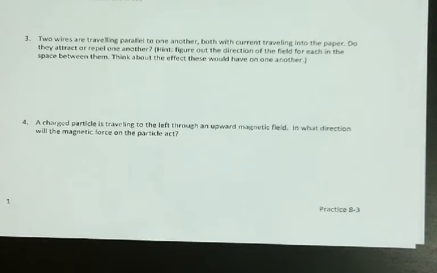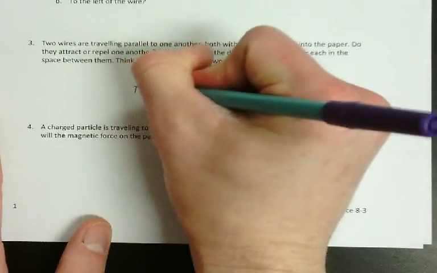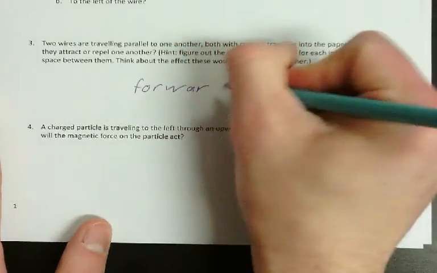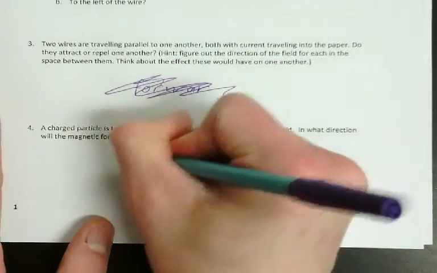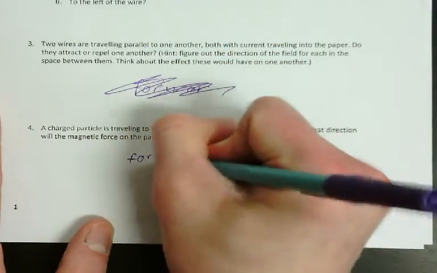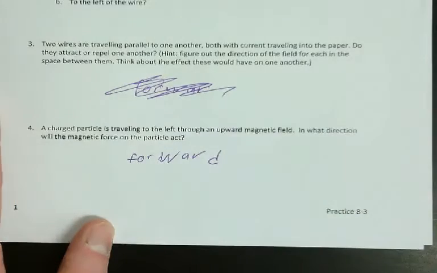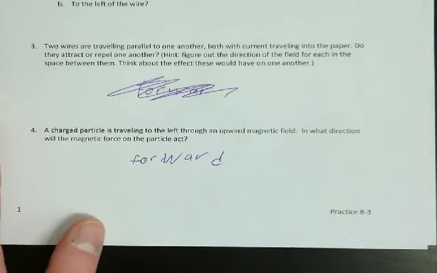And now I look at my thumb. What direction is my thumb? My thumb is pointing forward, or away, or into the paper. And that's what I would write down here for this one. Just as simply as that, you would just write forward or into the page.